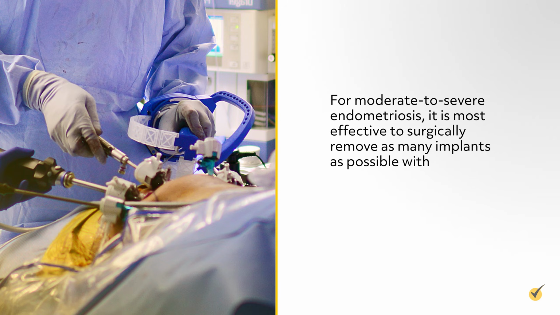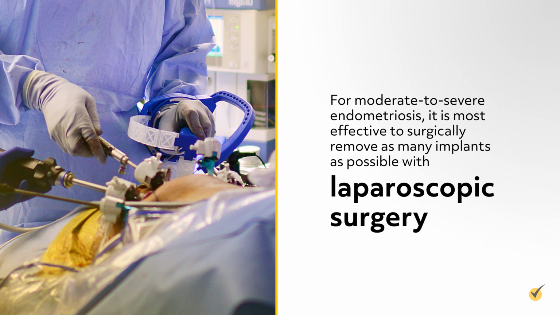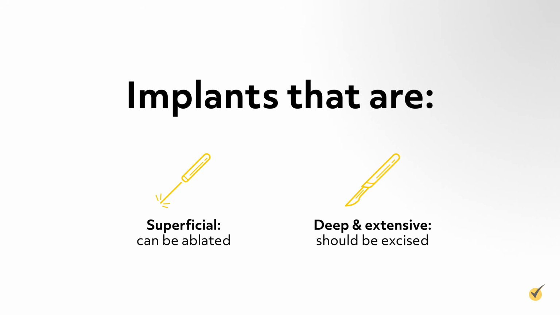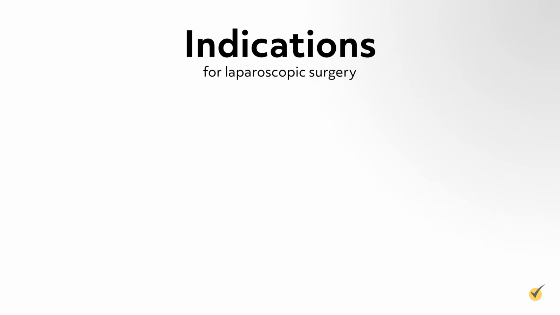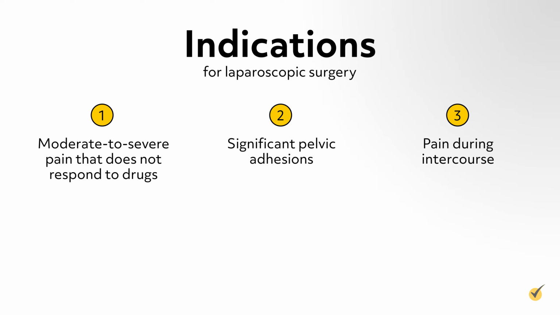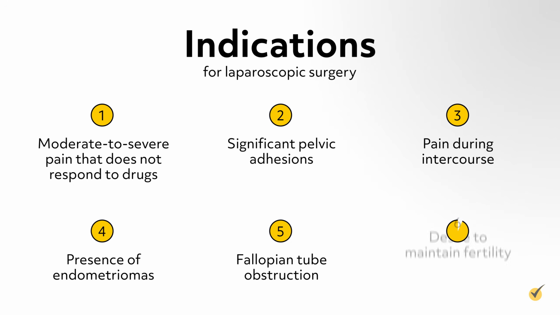For most women with moderate to severe endometriosis, it is most effective to surgically remove as many implants as possible with laparoscopic surgery. Implants that are superficial can be ablated. Implants that are deep and extensive should be excised. The following situations indicate the need for laparoscopic surgery: moderate to severe pain that does not respond to drugs, significant pelvic adhesions, pain during intercourse, presence of endometriomas, fallopian tube obstruction, and a desire to maintain fertility.